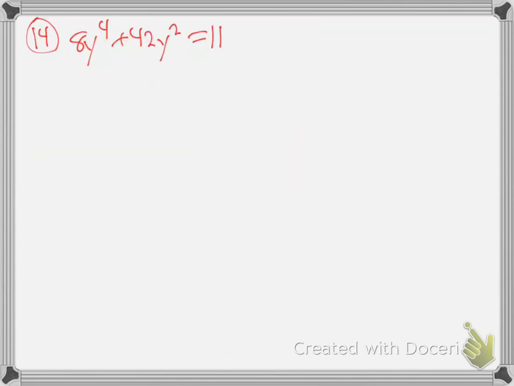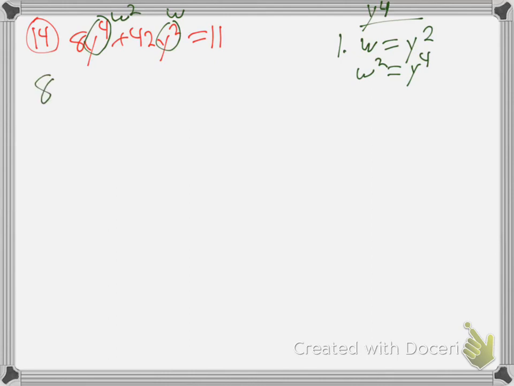Okay, so here we go again with y to the fourth. What do we do with y to the fourth? What's the plan? Let w be the middle term and w squared is the front term. So we get 8w squared plus 42w equals 11. Now we have a w squared equation. You know what to do with that: get a 0. Bring that 11 over.